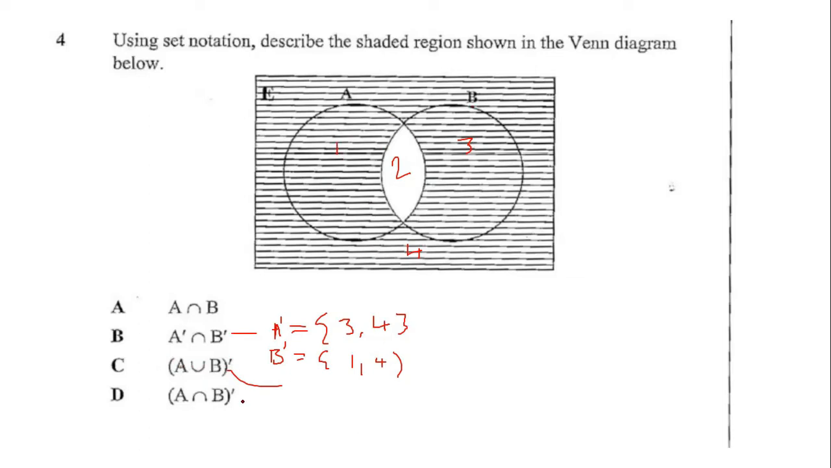All right, let's try this other one here. This other one is simply saying A intersection B complement. So A intersection B complement, they mean those that are not found in A intersection B. So A intersection B is just 2, meaning the numbers that are not found in A intersection B are 1, 3, and 4. And that is what has been shaded, 1, 3, and 4. So here, your correct answer was actually D.